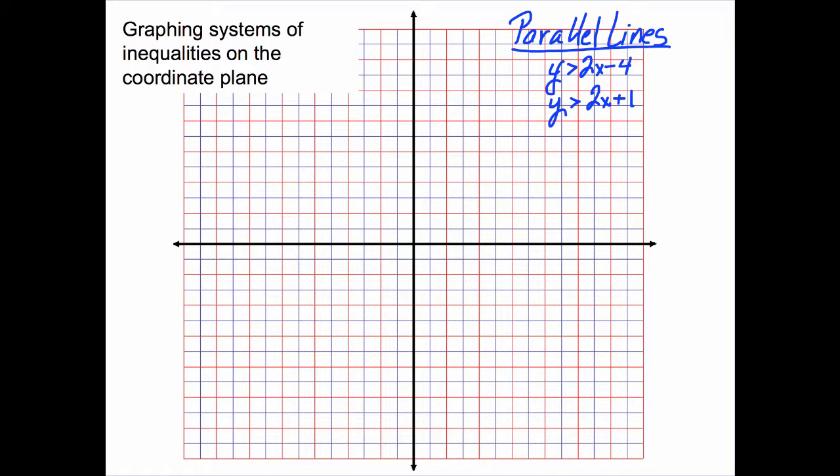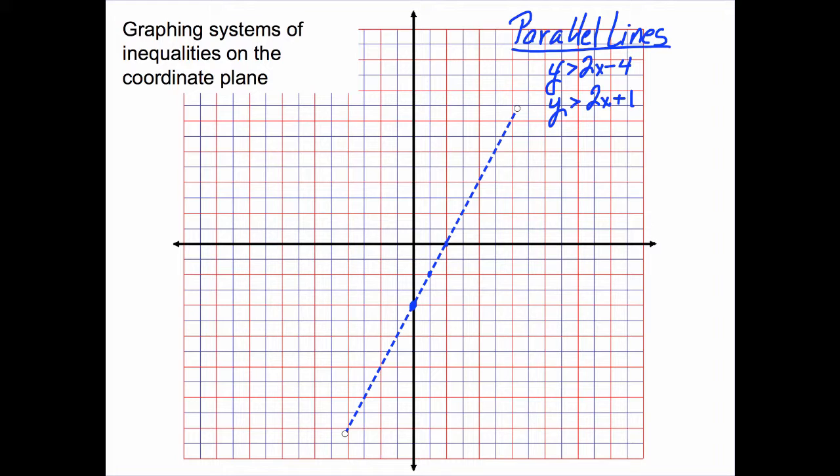Now let's take a look at what happens when we have a system that has parallel lines. So the first inequality is y is greater than 2x minus 4. So we can quickly plot that. Here's the y-intercept, and slope is 2. Looks like the boundary will go like that. And we'll plot the line, and it's a dashed line because this is a greater than inequality.